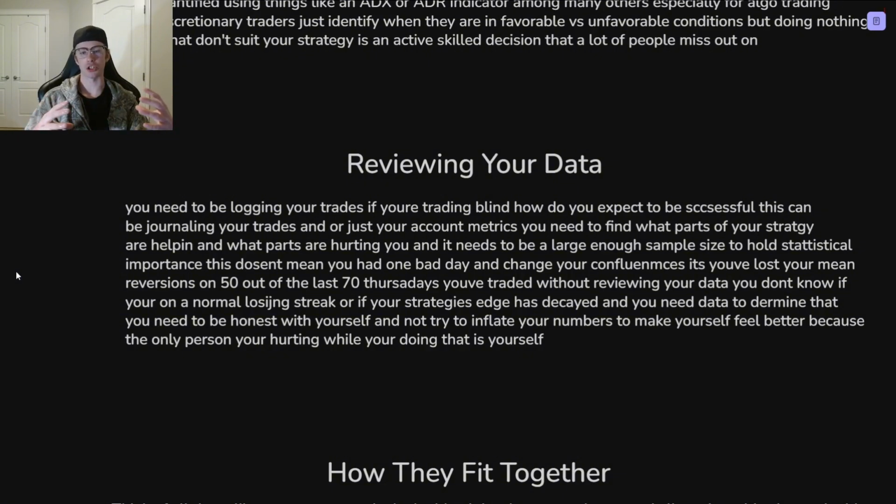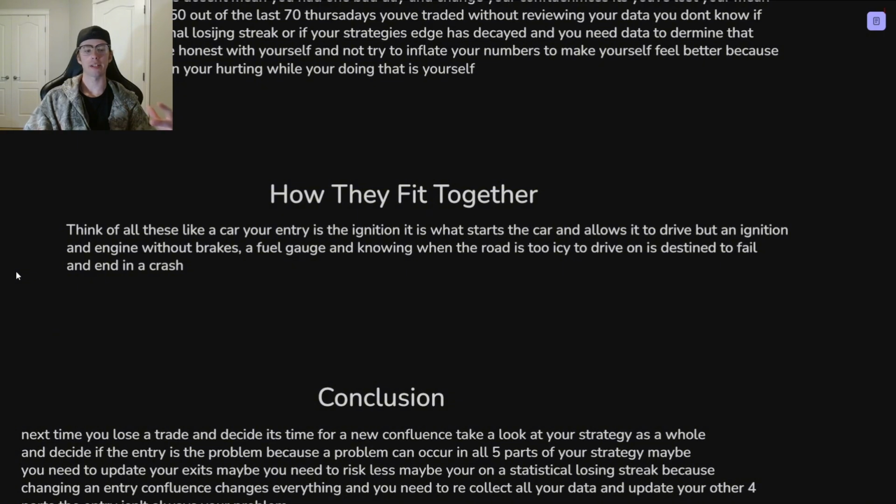And I would say that this is actually the most important, because your edge will decay over time, right? A strategy that people traded 5 years ago likely isn't a viable strategy in today's market. So you need to be able to review your data and adapt to market regimes and market conditions as they change. So how do all these fit together?